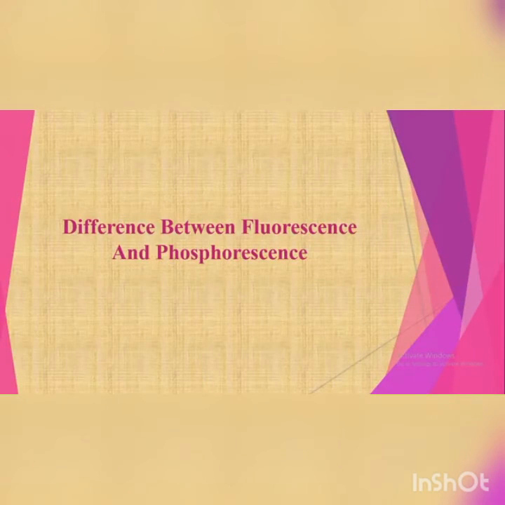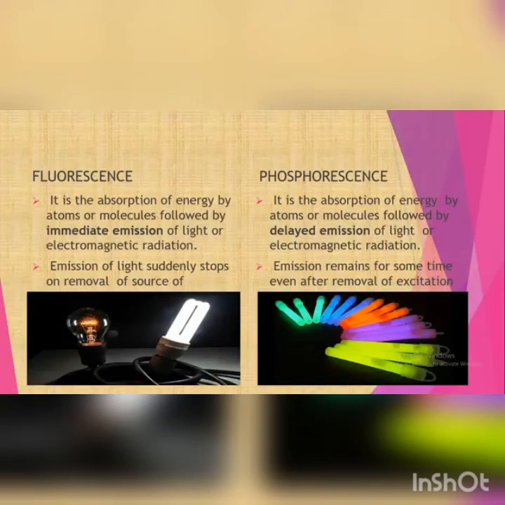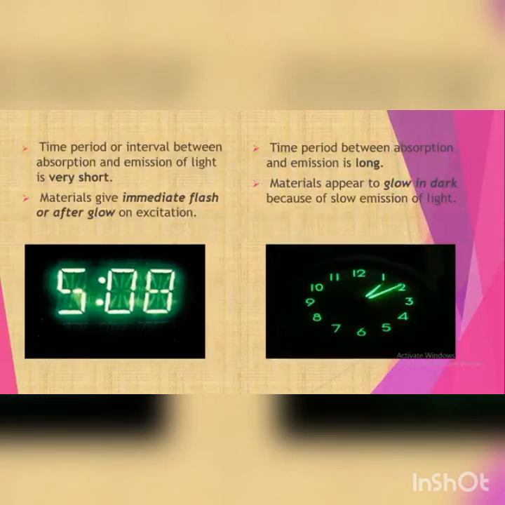Difference between fluorescence and phosphorescence. Fluorescence is the absorption of energy by atoms or molecules followed by immediate emission of light or electromagnetic radiation. Emission of light suddenly stops on removal of the source of excitation energy. Phosphorescence is the absorption of energy by atoms or molecules followed by delayed emission of light or electromagnetic radiation. Emission remains for some time even after removal of the excitation source. In fluorescence, the time interval between absorption and emission of light is very short, and the material gives an immediate flash. In phosphorescence, the time period between absorption and emission is long, and the material appears to glow in the dark because of slow emission of light.